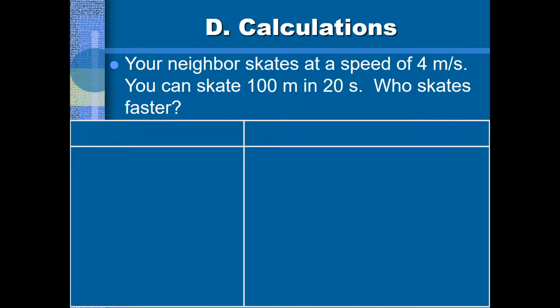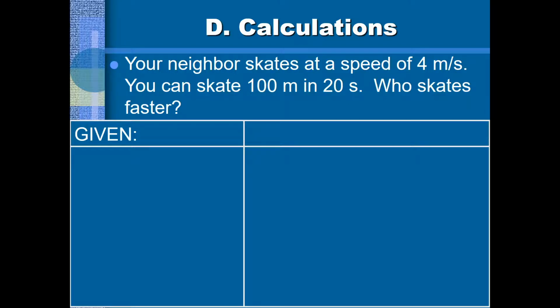So, let's do an example. Your neighbor skates at a speed of 4 meters per second. You skate 100 meters in 20 seconds. Who is faster, your neighbor or you? You. How fast do you move? 5 meters a second. So even though you can do this problem in your head, it's better to work it completely out.